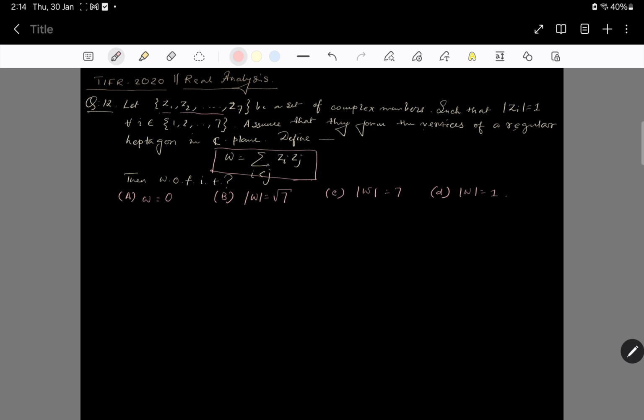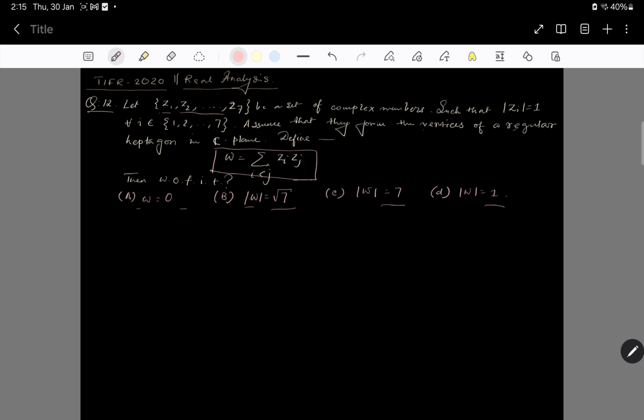of zi multiplied with zj, where i has to be less than j. And then which of the following is true? Number one is w equals 0, mod w equals 7, mod w equals root 7, and 1. These are the four options that have been given. Now here we will try to address the problem.